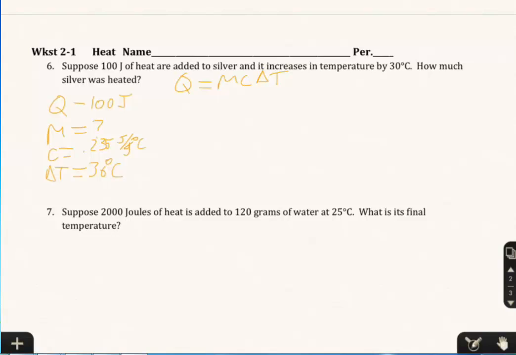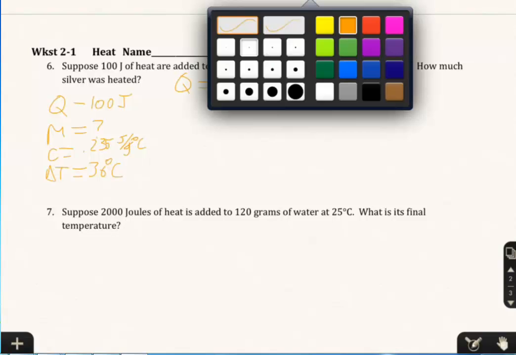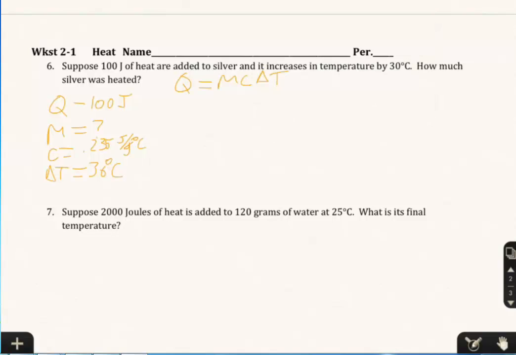Okay? So now I'm looking up at my equation, and I've got to just put all that information into the equation and solve for what I don't know, and I don't know mass. So I'm going to say 100 for Q equals M for M, since I don't know it. C is 0.235 and delta T is 30 degrees. Again, I'm going to multiply the 0.235 and the 30 together, and when I do that, 7.05.